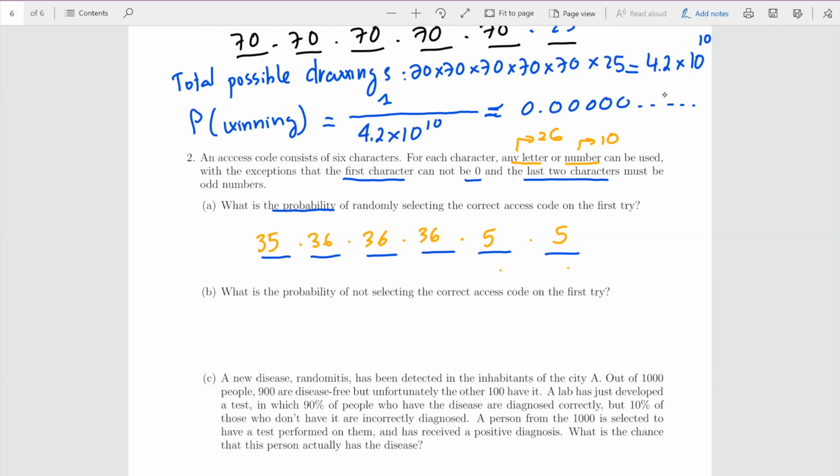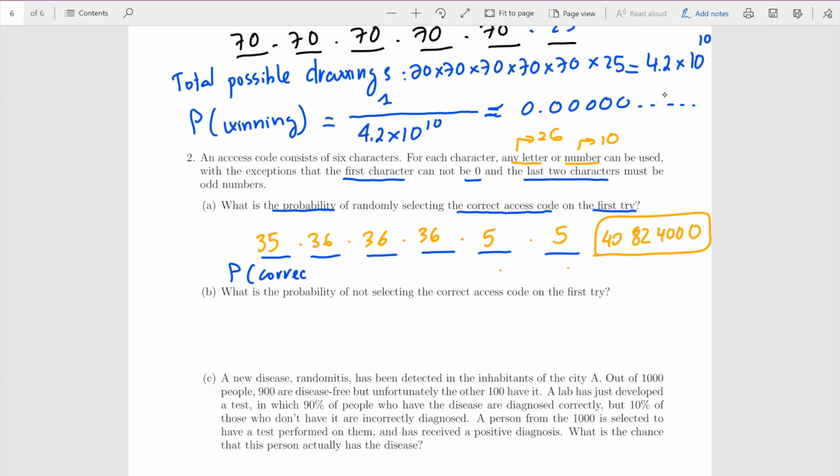I found it, the total possible outcomes is 4,082,400. These are the possible outcomes. So then using this information, you can find the probabilities, right? If you get the correct access code on the first try, that means you only try it once. So the number of outcomes in the event is only one, right?